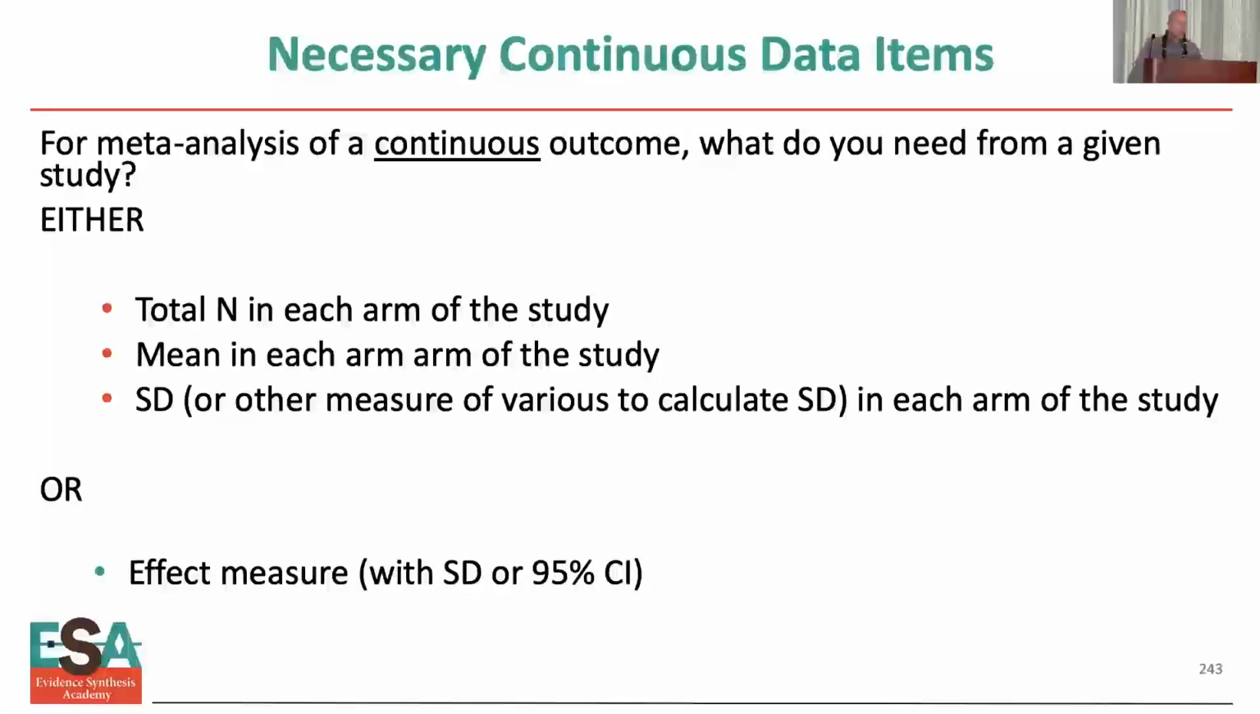So for continuous outcomes, you need either the total numbers in each arm of the study and the mean in each arm of the study, and the standard deviation, or a way to calculate the standard deviation in each arm, or you need the effect measure, like the mean difference, with its standard deviation or confidence interval. And from that, you can then calculate what you need to.